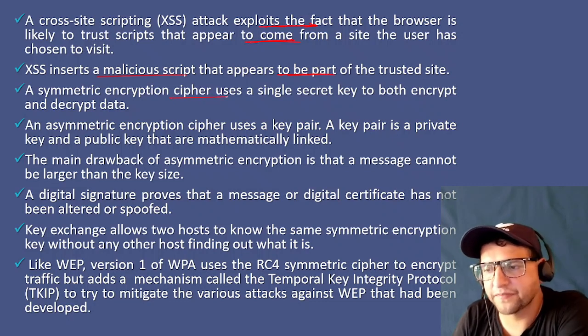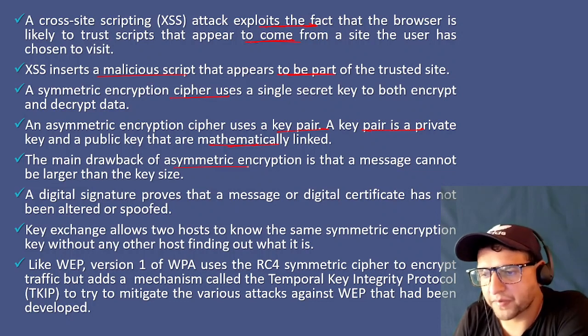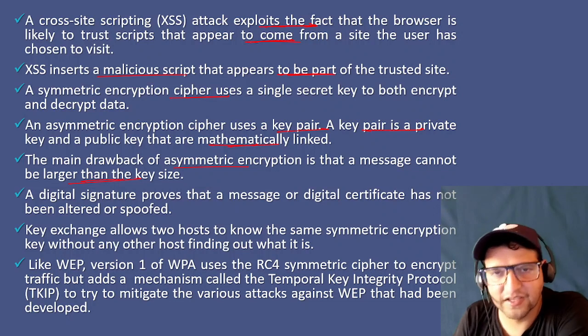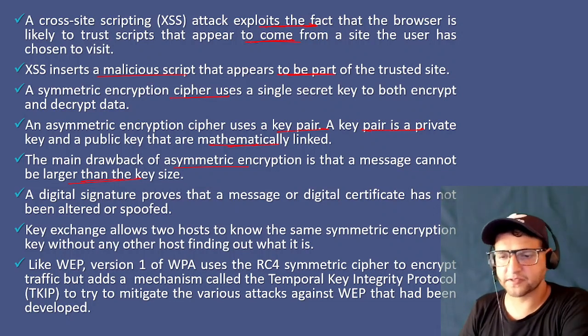A symmetric encryption cipher uses a single secret key for both encryption and decryption, but asymmetric uses a key pair. A key pair is a private key and a public key that are mathematically linked. But please remember, the main drawback of asymmetric encryption is that a message cannot be larger than the key size. So that's why you use a digital envelope. You combine asymmetric and symmetric, as in HTTPS.